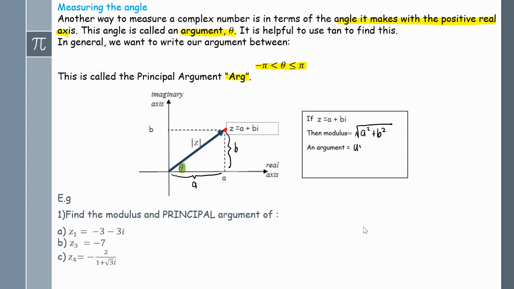So we can say the argument of z by using tan, well, we know that tan theta equals opposite over adjacent, so b over a, or your imaginary part over your real part. And then, of course, you can either take the inverse of this to find theta if it's in an appropriate domain, or you can use your knowledge of the tan graph and identity triangles to help you.